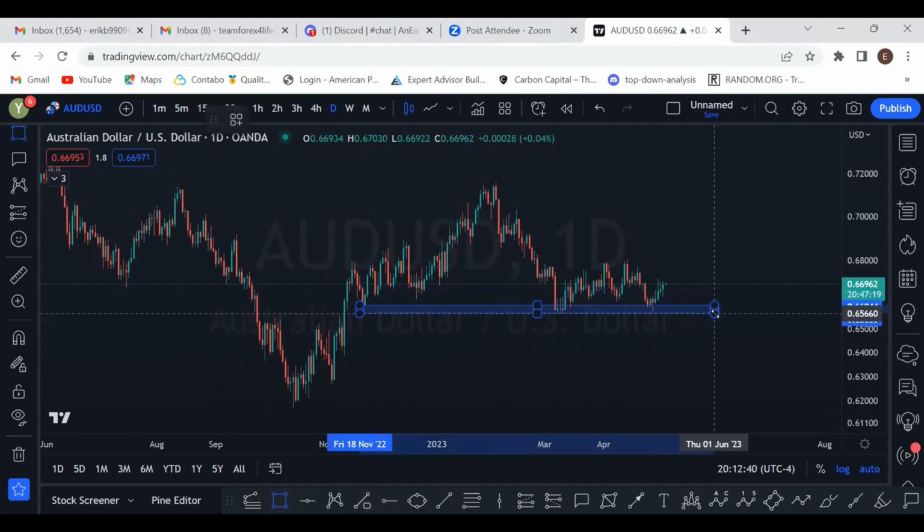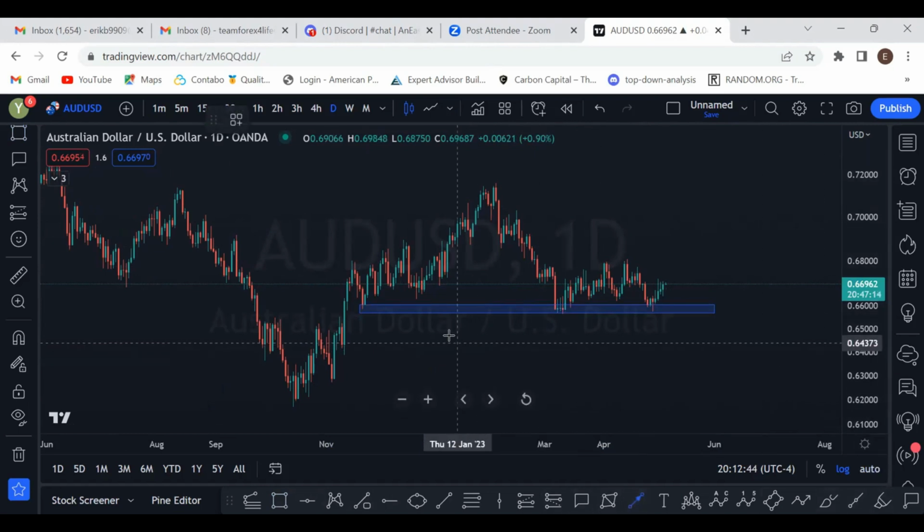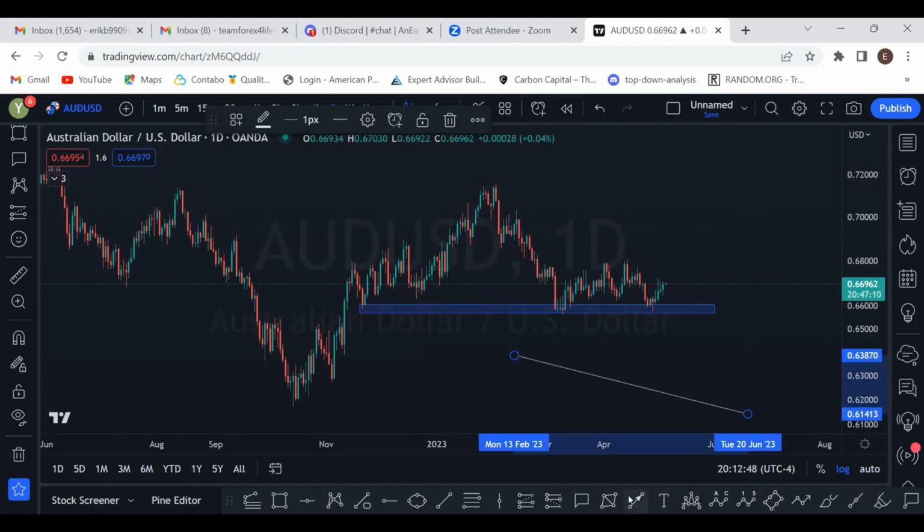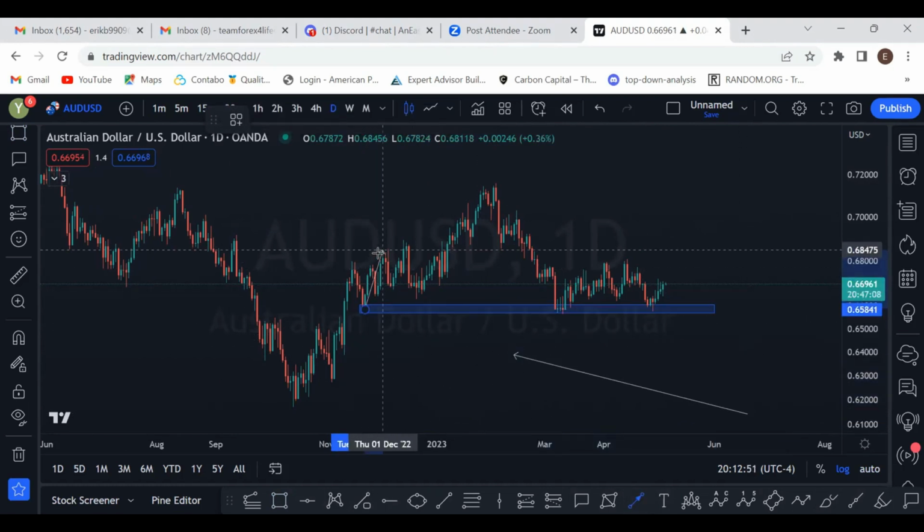If I pull this right here, somebody help me. What is this zone called? It's called support. There you go. Yeah, support.